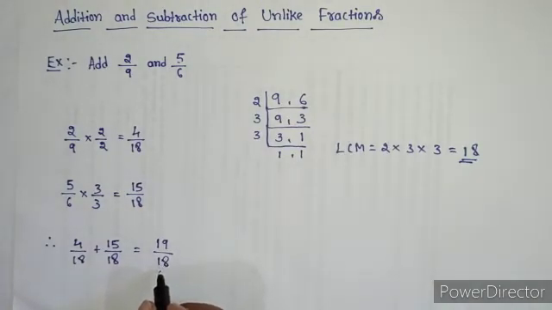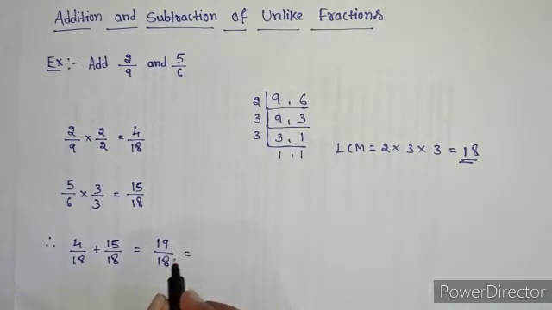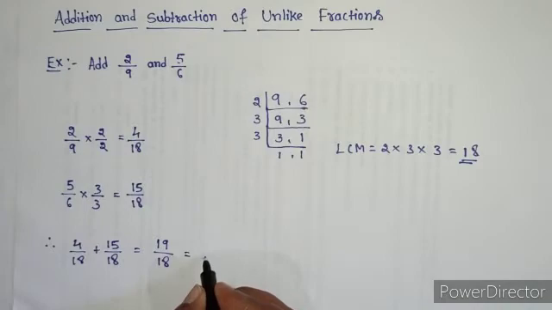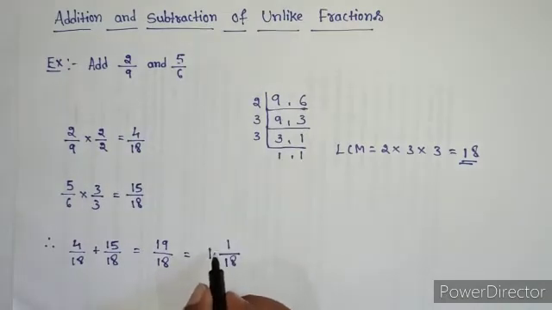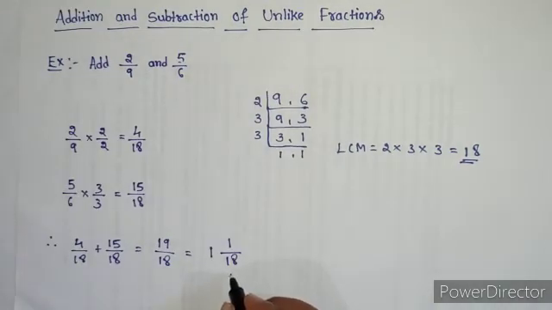Now we need to simplify this by changing to a mixed fraction or a mixed number. So all of you see here, 19 over 18 is equal to 1 plus 1 over 18. 18 ones are 18, 18 plus 1 is 19. Like this. So this is the addition of unlike fractions.